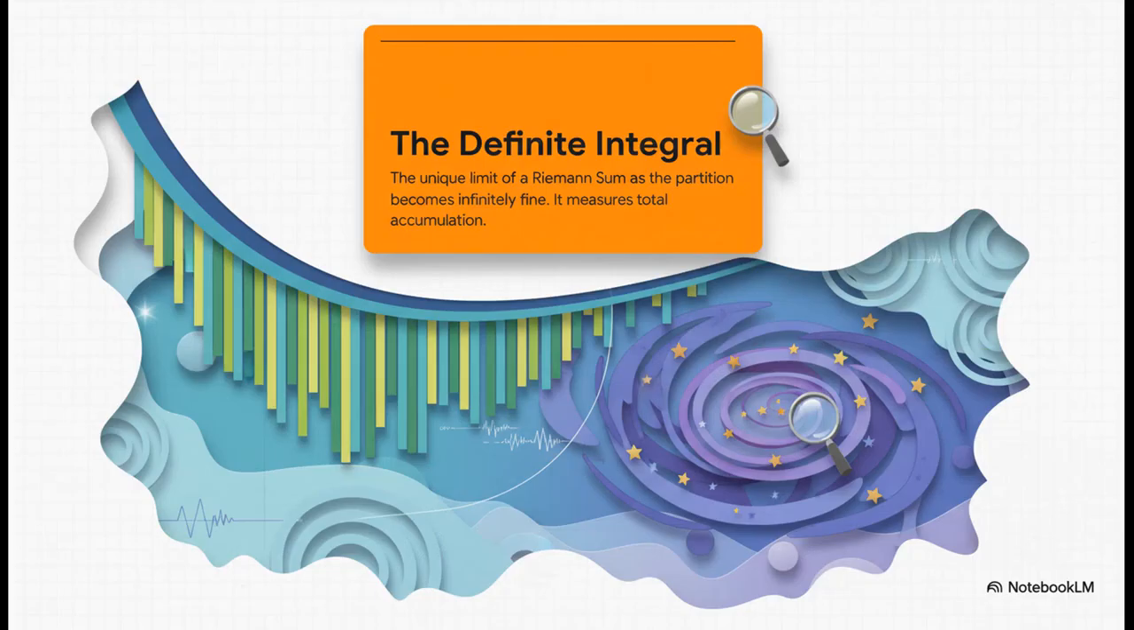But here's where the magic happens. You start to ask, okay, what if we make those rectangles infinitely thin? As you do that, as their width approaches 0, all that little error you had just vanishes. It disappears, and you're left with the exact perfect area. This limit, this exact number, is what we call the definite integral. It's the perfect measure of total accumulation.